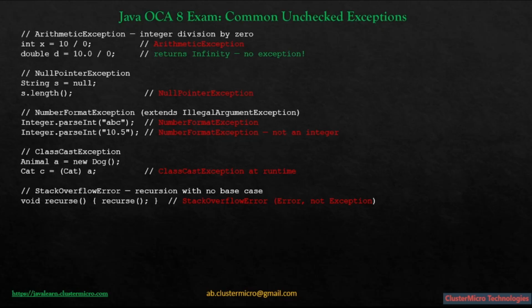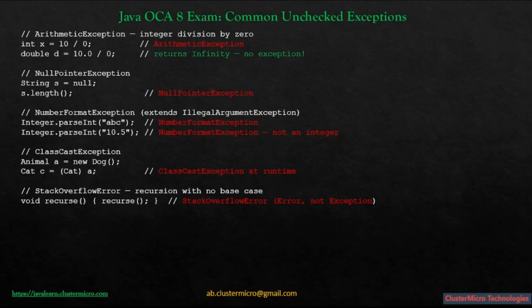Here there is no exception. The result is infinity. This is how floating point arithmetic is defined. Dividing a double by 0 produces a special IEEE value called infinity, not a crash. Java only throws arithmetic exception for integer division by 0, never for floating point. This is a very important point we need to remember. This is one of the most reliable exam traps in this chapter.